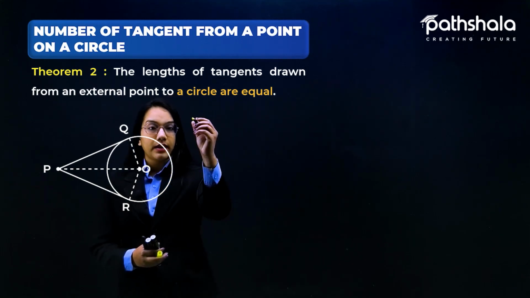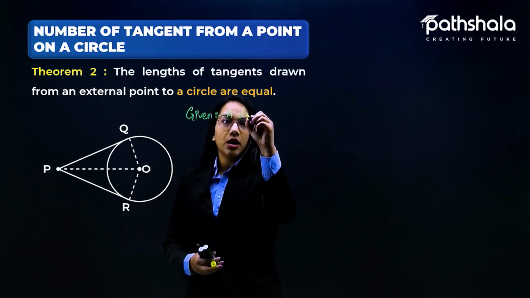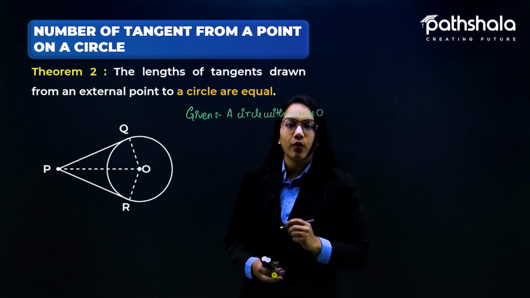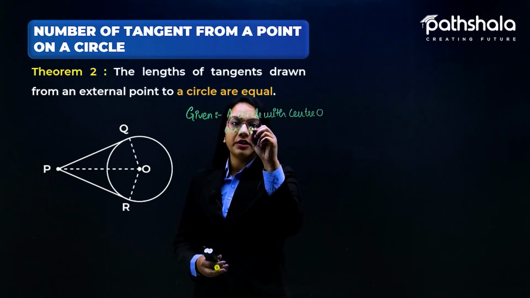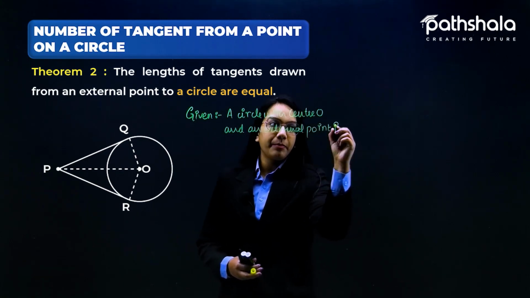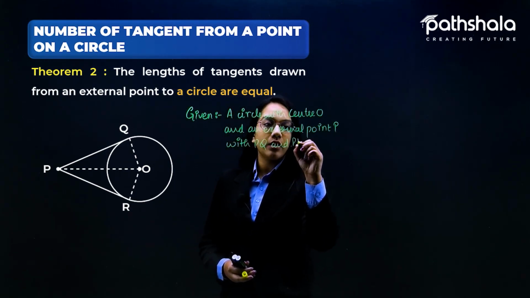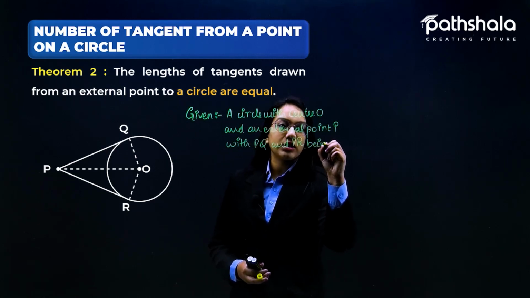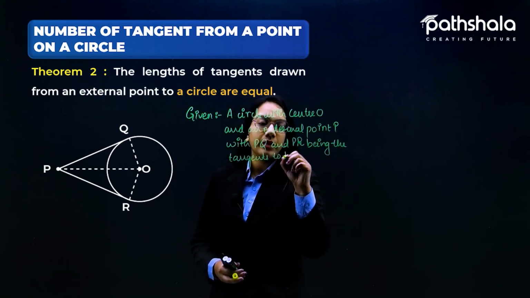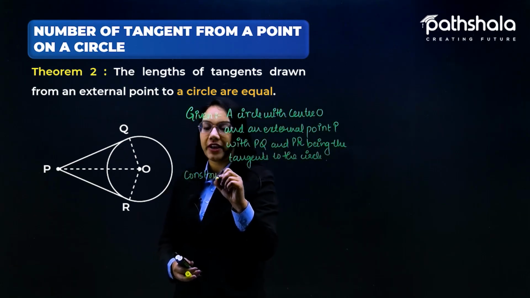First of all, I am taking the given condition, what is given to us. A circle with the center O, and an external point P, with PQ and PR being the tangents to the circle.